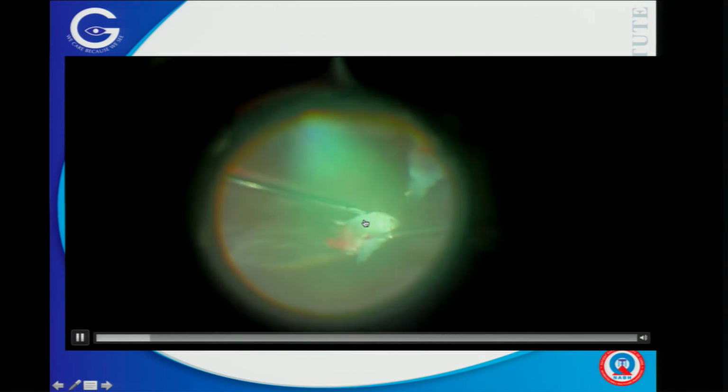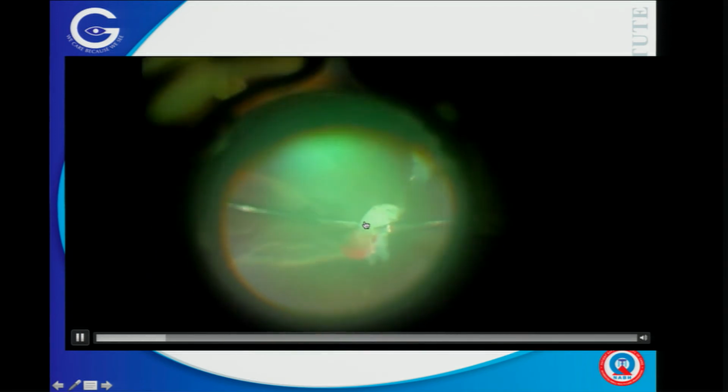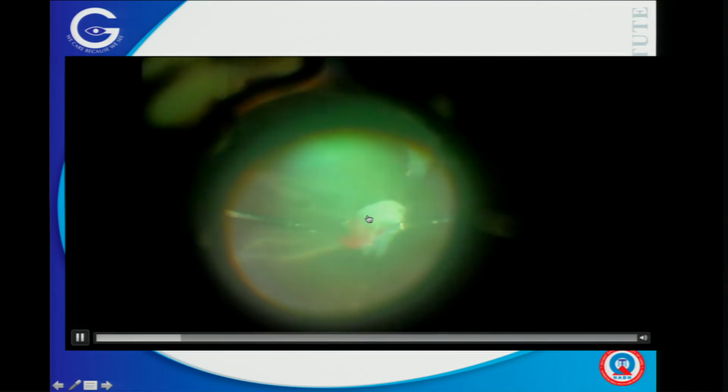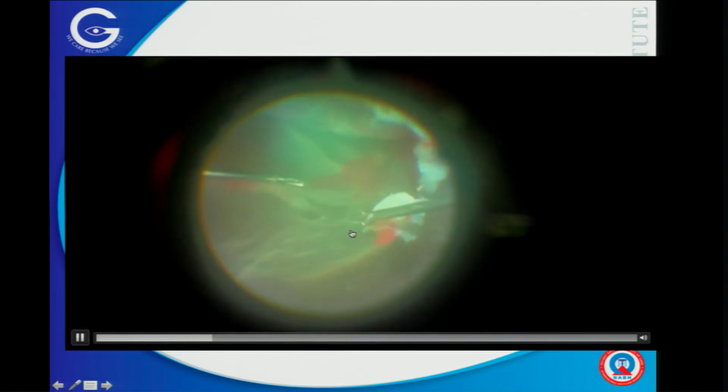Now this is another situation. We saw a lot of videos of combined detachment. Now you can see this is the hole here. Now this is a fibrovascular proliferation. Now I'm making a mistake. I'm trying to dissect this tissue from the area where there is more dense adhesion. This will not come.